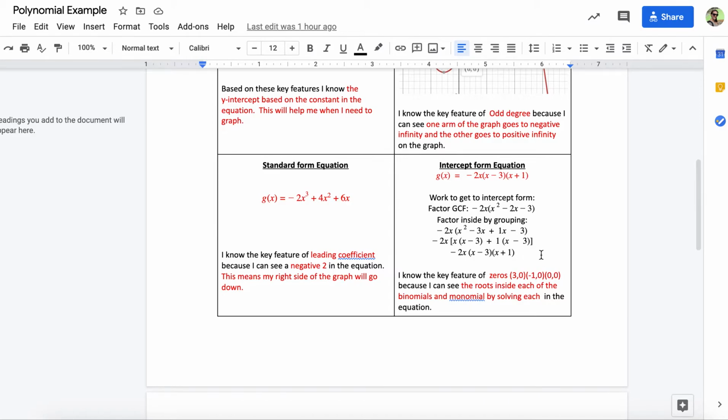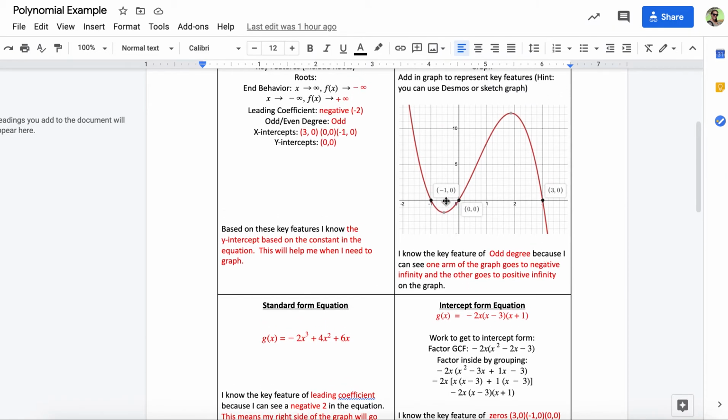From intercept form, I was able to identify the zeros, or the roots of my graph, by setting each of those factored forms equal to 0 and solving for x. I could see that there was going to be a zero at (3, 0), (-1, 0), and (0, 0). Because I had my intercepts now, I was able to plot those intercepts on my graph. And because I knew that the right side of the graph was going to go down to -infinity, I was able to move it down. I also noticed that each one of these had a single root, so that meant it went straight through each of the x-intercept points.